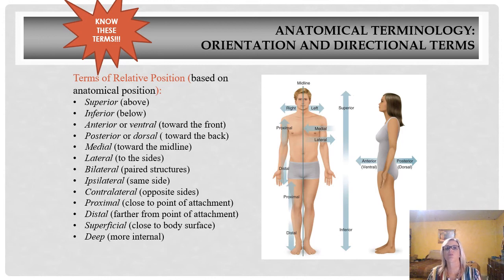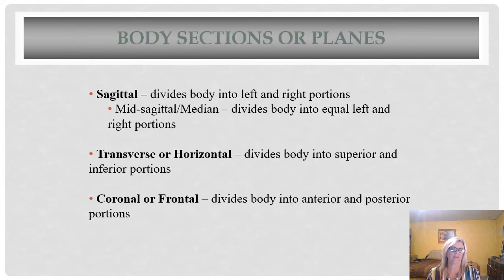Superficial means close to the body surface, more external. So the epidermis of the skin is the superficial layer, or most outward, the closest to the surface of the body. And then deep is going to be more internal. So the dermis, the bottom layer of the skin, is the deep layer of the skin. We're going to be looking at these in lab as well, but they are possibly going to show up on your exam for lecture, so I'm going to make sure that you get them on both sides.